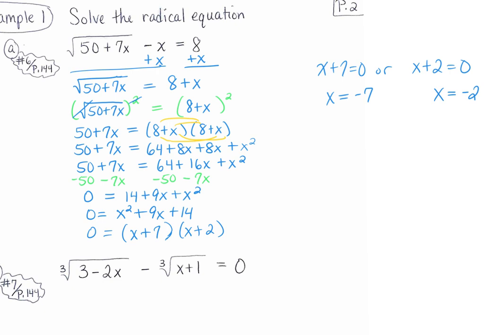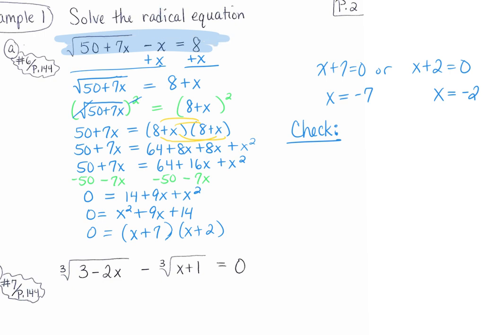And the last step says we have to do what? Last step of the process, we've got to check, right? We've got to check to see if we got any solutions we have to throw away. Where do we check? In the equation. In your original equation, let's highlight it. We check our solutions in the highlighted blue.